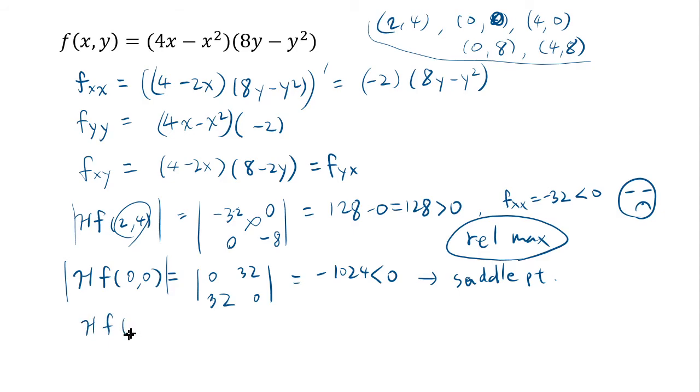The Hessian of f at (4, 0), on the other hand, will be, well, when x is 4, this will be 0. 4 times 4, 4 squared, so this will be 0, so fyy will be 0. And this will also be 0. And then when you plug in (4, 0), that will be 32, but again, this will be negative 1024, so it will be a saddle.